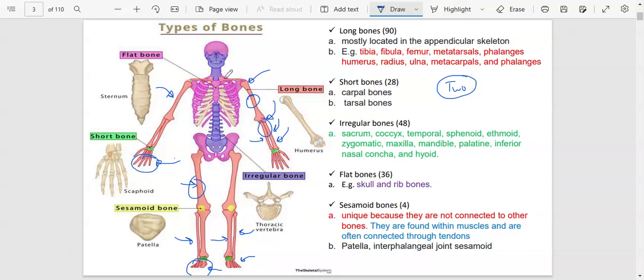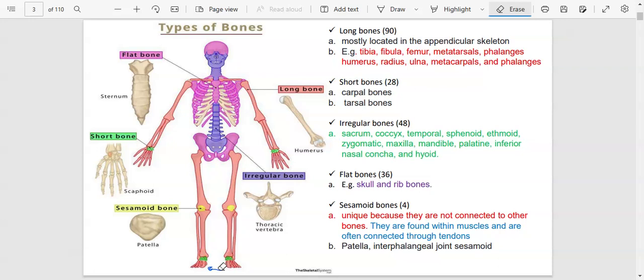We also have short bones. Just from the word itself, they are short. Examples of short bones are the carpals and tarsals. Remember, for long bones we mentioned the phalanges and also the metacarpals. Now for the short ones, we talk about the carpals and the tarsals.